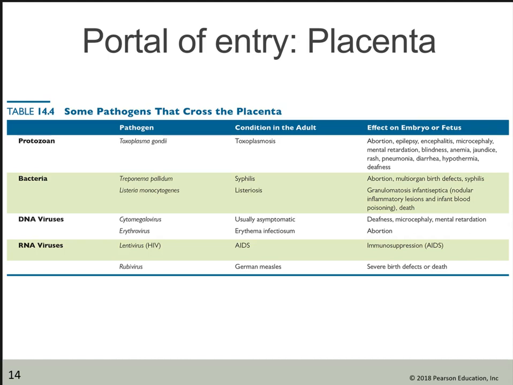This is showing that there are some pathogens that are also able to cross the placenta. For example, if the mom is infected with toxoplasma while she's pregnant, then the parasite can cause toxoplasmosis in the adult, but it can also enter into the embryo or the fetus and result in the death of the fetus, or microcephaly, or mental retardation, or other diseases in the fetus developing in the placenta. And there are a number of different microbes that can cross the placenta. These are just a handful of the different microbes that can cross the placenta to cause disease.